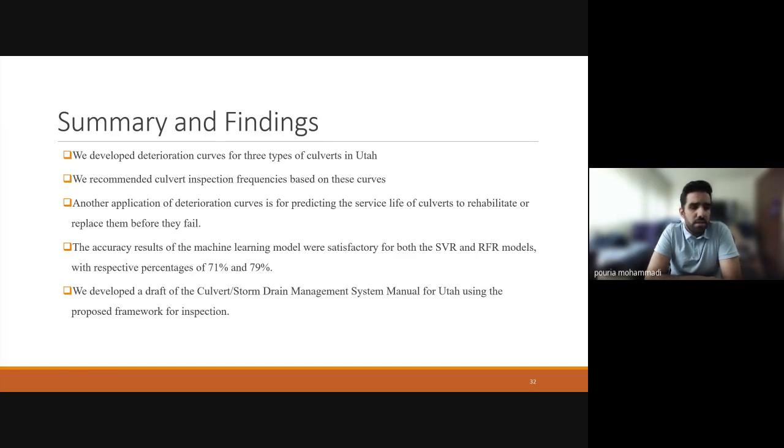The accuracy results of the machine learning models that we developed, SVR and RFR, are 71% and 79% respectively. These are good accuracy and satisfactory. These satisfied our intention. We also developed a draft of a culvert storm drain management system manual for Utah using the proposed framework for inspection.